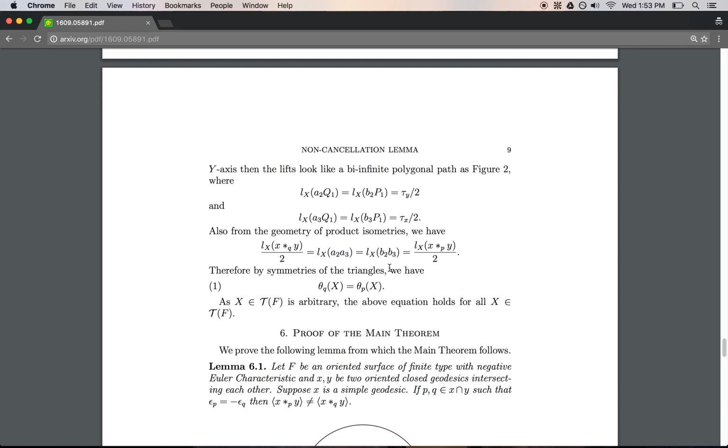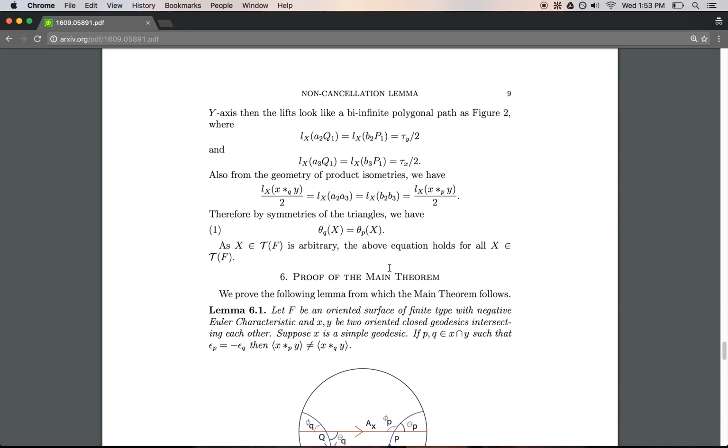lowercase l sub capital X of A2 and Q1 is equal to lowercase l sub X of B2 and P1, which is equal to tau sub y over 2, and L sub x of A3 and Q1 is equal to L sub x of B3 and P1, which is equal to tau sub x over 2.